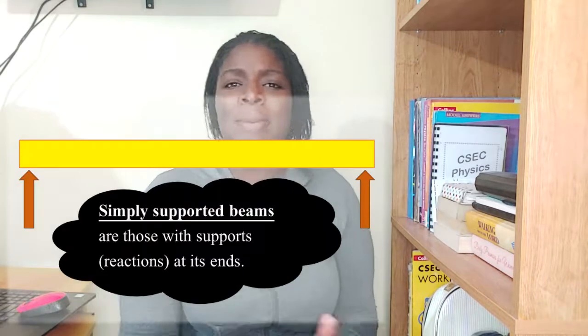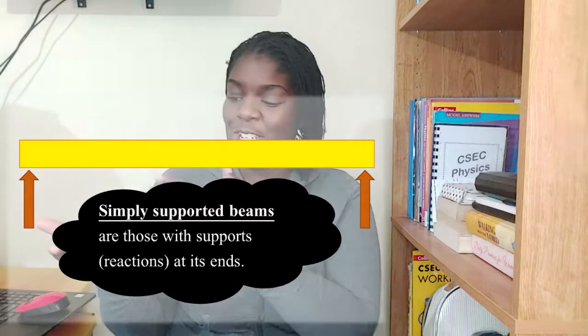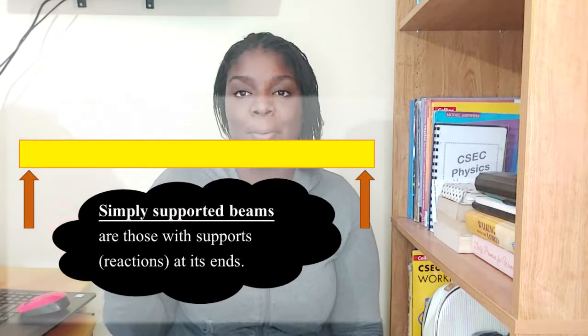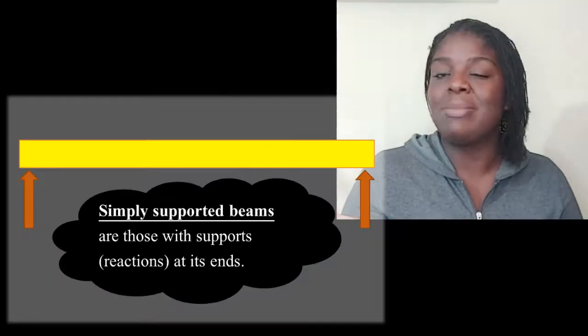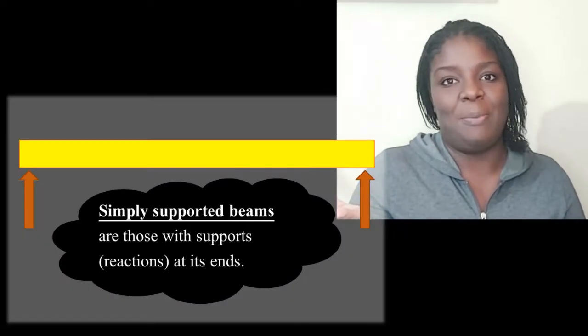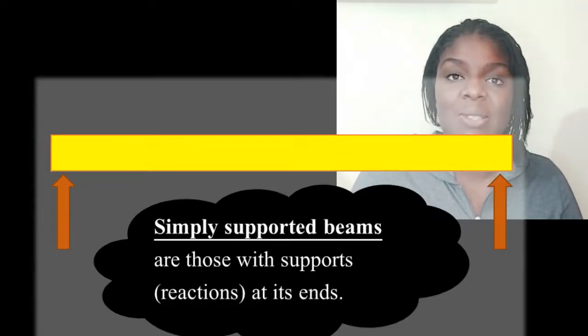So this is part 1 of the series. We're doing simply supported beams, so let's get right into it. So let me just do a little on-screen demonstration. Here, we have a diagram of a simply supported beam. Now, simply supported beams are those that have the supports at the ends of the beam. And so these are the type of beams that we'll be looking at in this one.